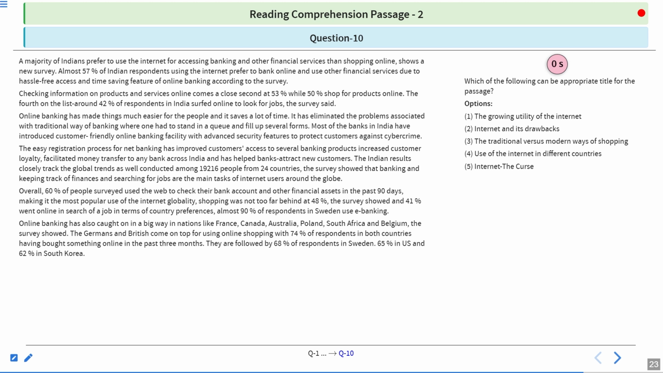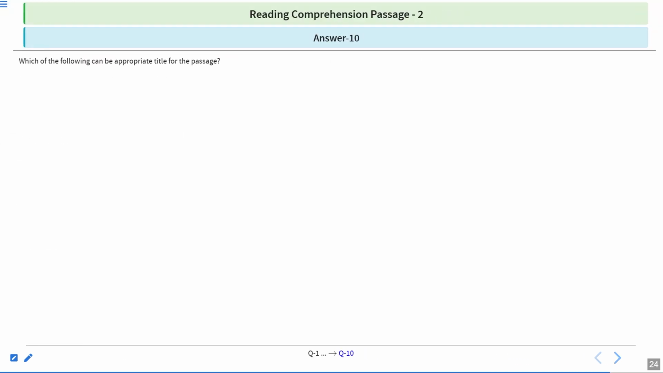I hope you've chosen the right one. Let's move to the correct answer. The correct answer is 1, the growing utility of the internet.